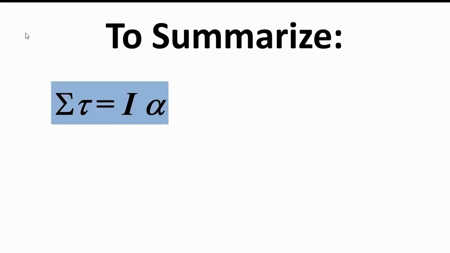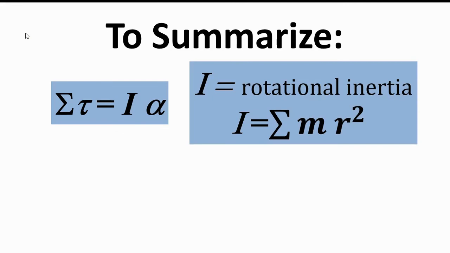To summarize, whenever we have an object that experiences a net torque, it will not be in equilibrium. Newton's second law for rotational motion tells us that the net torque on an object will cause it to accelerate, or to have a rotational acceleration, and that acceleration will be inversely proportional to the rotational inertia of the object. The higher the rotational inertia, the more torque it takes to accelerate an object. The rotational inertia of an object is determined by the object's mass and the distance of that mass from the axis of rotation. These are the two new relationships that this video talked about.